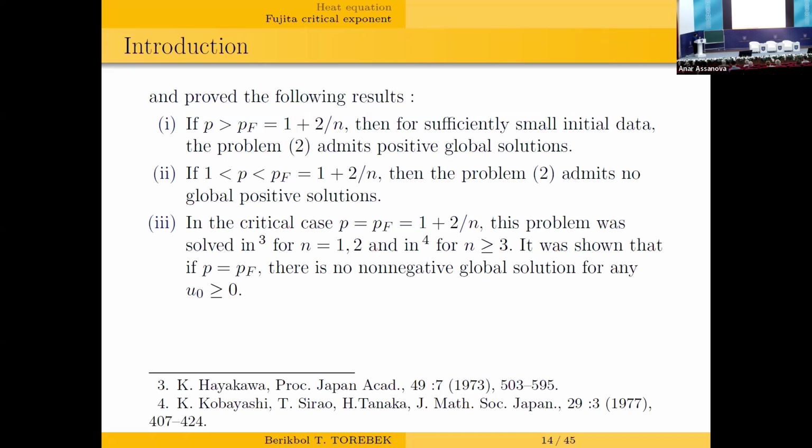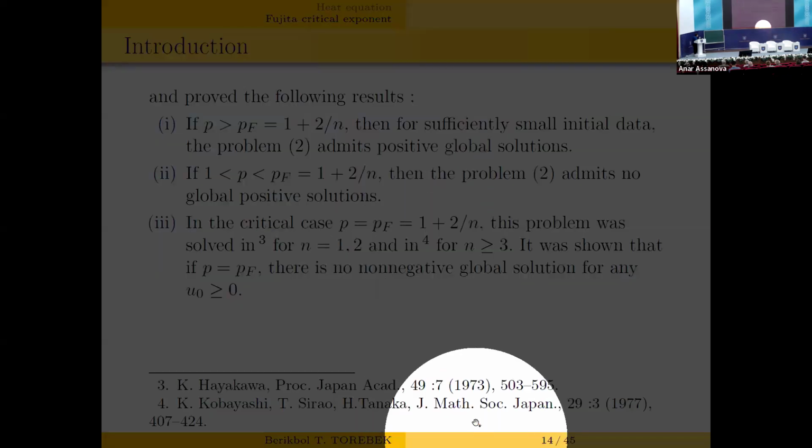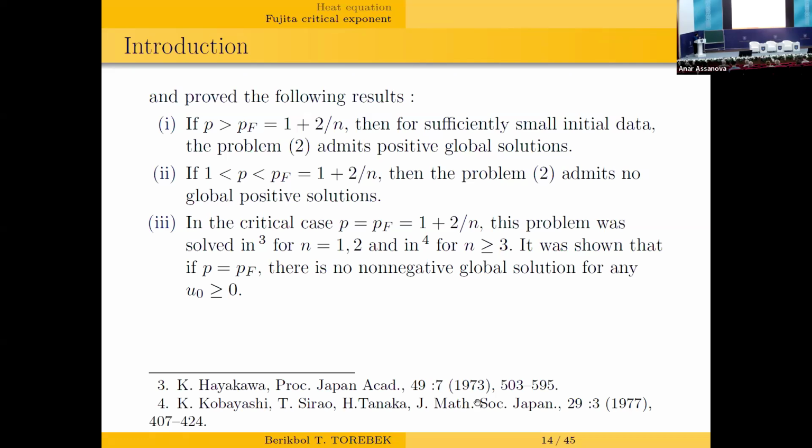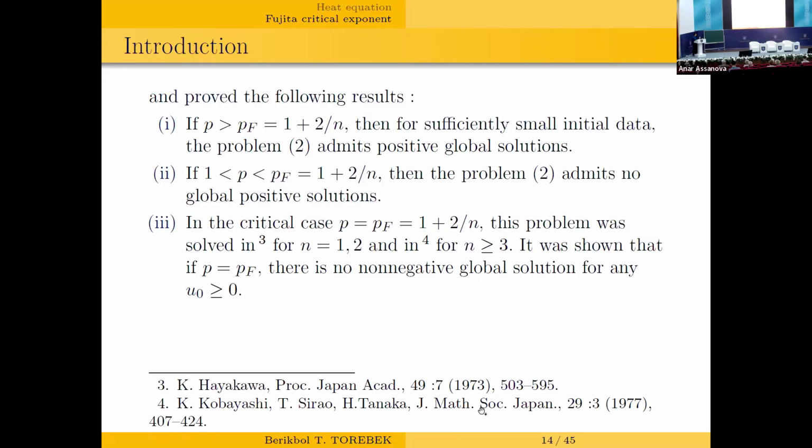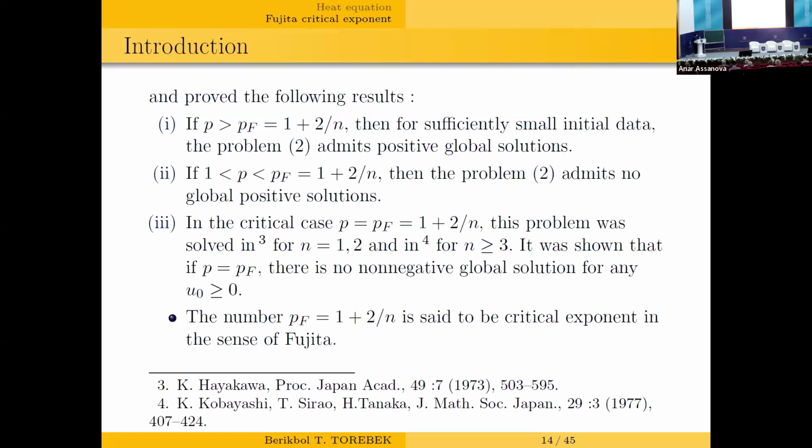Later, Hayakawa considered the one- and two-dimensional cases, and Kobayashi, Shirao, Tanaka considered the multi-dimensional case, and they showed that this critical case also belongs to the first one. It means that there is also no non-negative global-in-time solution. There will be blow-up. And the number 1 plus 2 divided by n is said to be the critical exponent in the sense of Fujita.